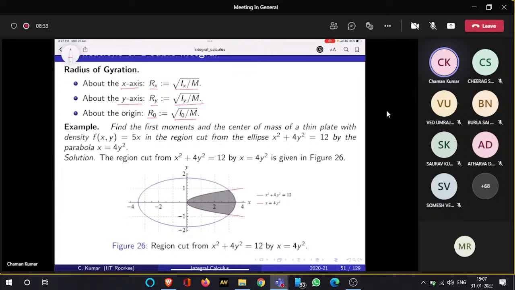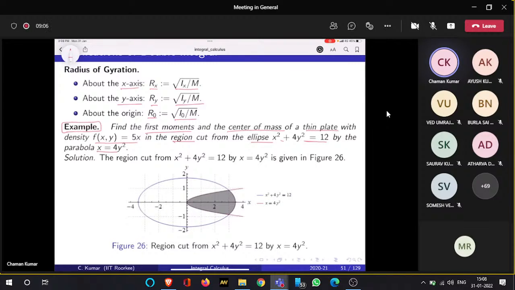Okay, so let us consider one example here. It asks you to find the first moments and the center of mass of a thin plate whose density is given by f(x, y) equal to 5x, in the region cut from the ellipse x square plus 4y square equal to 12 by the parabola x equal to 4y square.